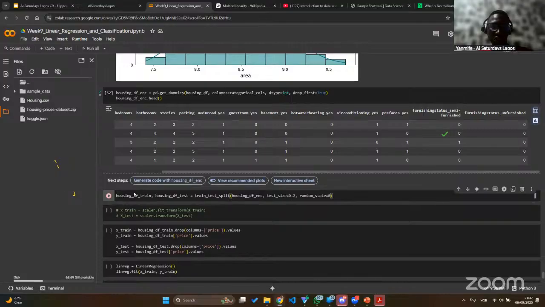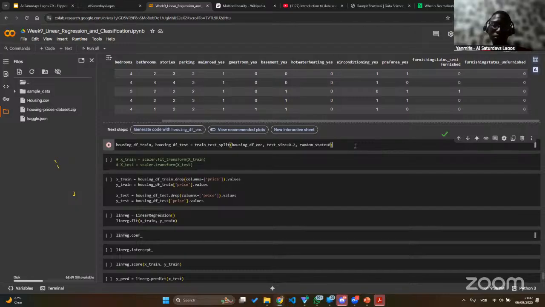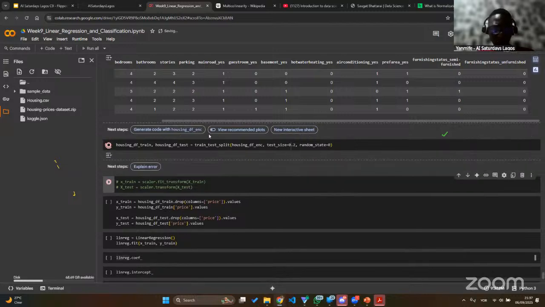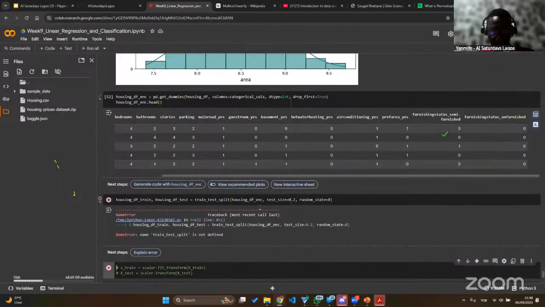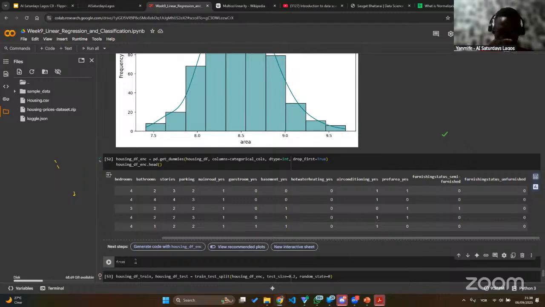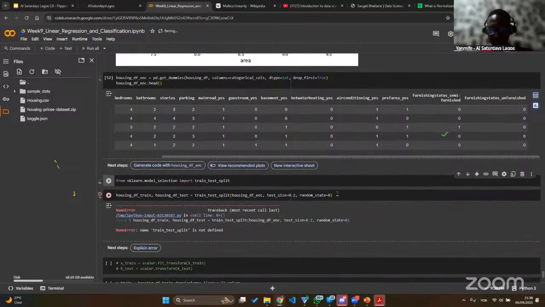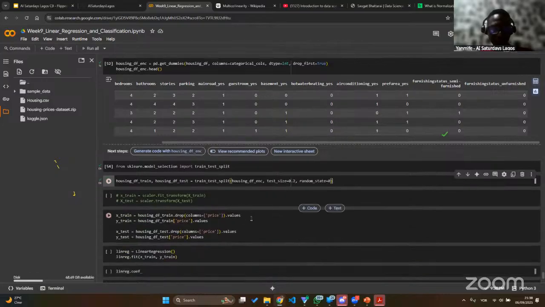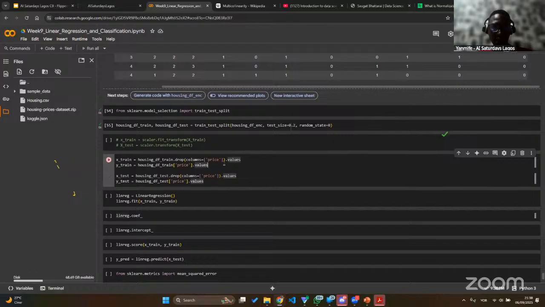Then here I want to split my data sets into train and test. Since we've already one-hot encoded my data sets, I can now split it. What's wrong? Oh, okay, I've not imported train test split. Then run this. So here I just select every other column except the price column, and then I dedicate the price column to my Y.